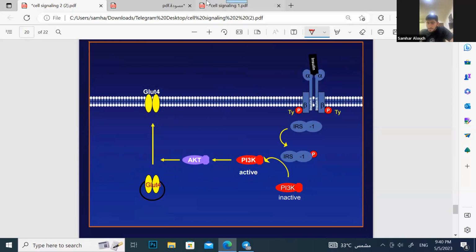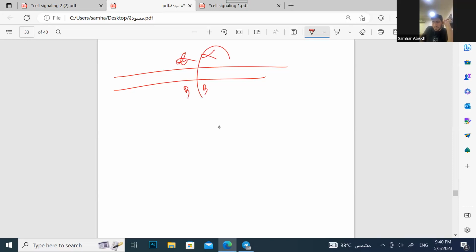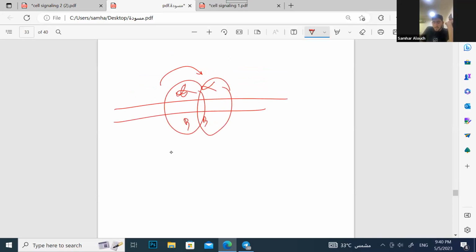Okay. So now let's talk about how insulin works. We have the membrane, and we have the alpha, alpha, beta, beta. This is the receptor, and it's always bound together. What's the ligand? Insulin. It goes and binds. Once insulin binds to this, tyrosine kinase becomes active.